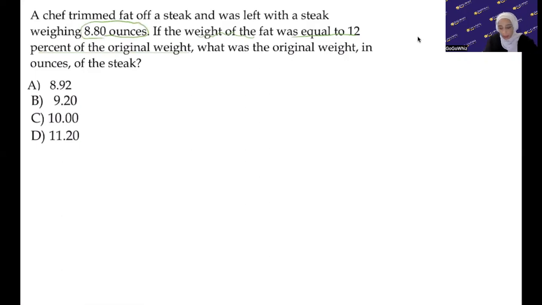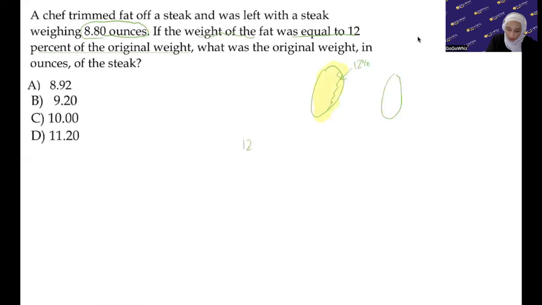So they're saying that here's my piece of meat. We've trimmed it and now it looks like this. It's a bit smaller. We've trimmed this bit off. And they're saying that this bit was actually 12% of the entire thing. So then we're left with only 88%, right? So they're asking, what is the original weight? They want this entire thing. What's the original weight in ounces? So we're not making any conversions. That's great. Let's have a look at this.